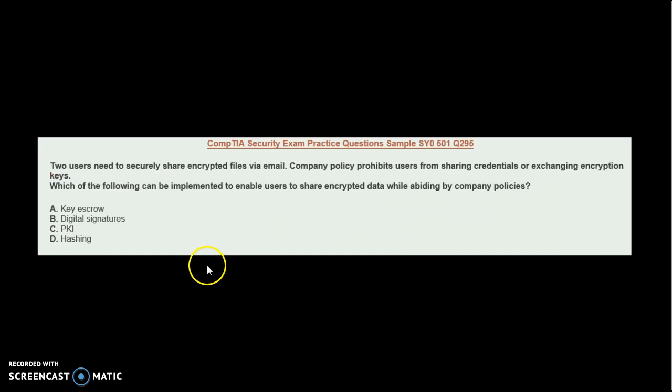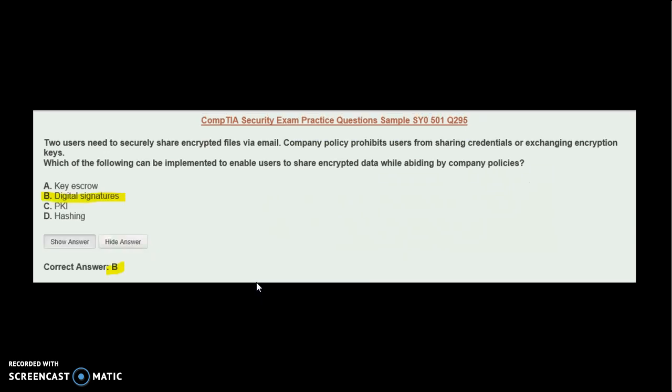Two users need to securely share encrypted files via email. Company policy prohibits users from sharing credentials or exchanging encryption keys. Which of the following can be implemented to enable the users to share encrypted data while abiding by company policy? And that is using digital signatures. That way you know who it's coming from. You're signing it.